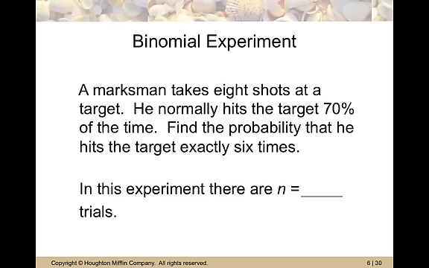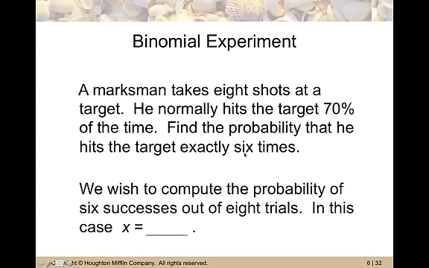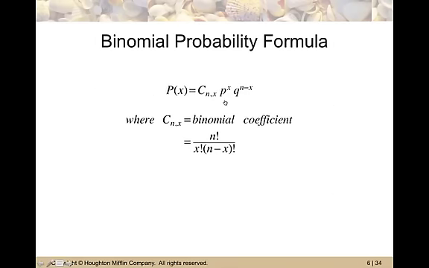In this experiment, n equals, let's see, he takes 8 shots, so 8 trials. So X is going to be the number of successes he has, so X in this case is going to be 6. Find the probability that he hits the target exactly 6 times out of those 8 shots. So X is 6. All right, now here's the formula.